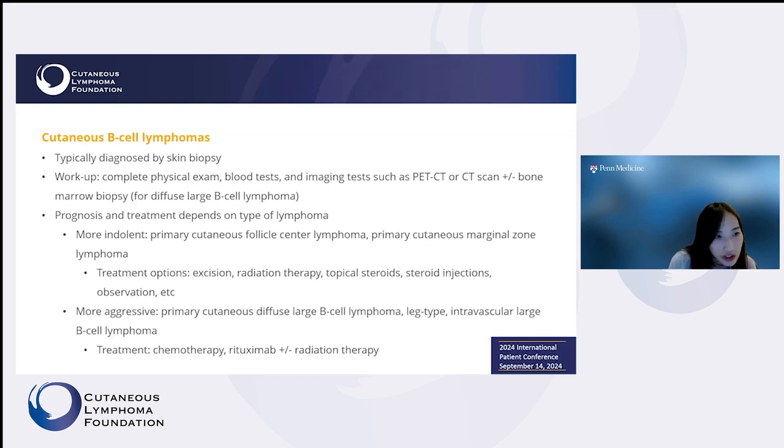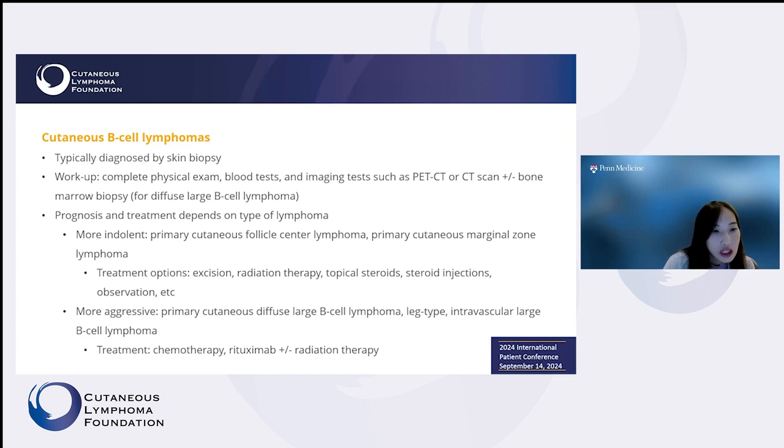So I want to touch briefly on cutaneous B-cell lymphomas because most of my talk has focused on T-cell lymphomas and mycosis fungoides. Cutaneous B-cell lymphomas are typically diagnosed by a skin biopsy similar to T-cell lymphomas, and you will probably need a workup including a physical exam, some blood tests, and imaging tests such as a PET-CT or a CT scan. Some patients with aggressive types of B-cell lymphoma will also need a bone marrow biopsy, but this is not true for all B-cell lymphomas.